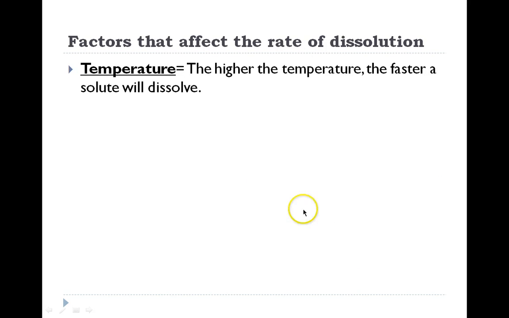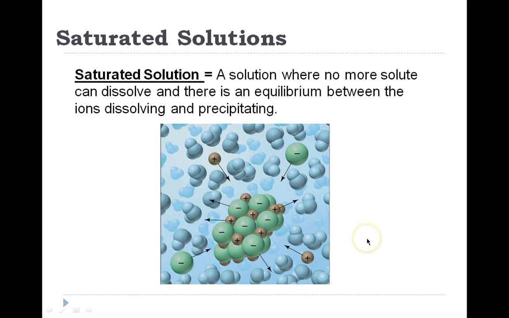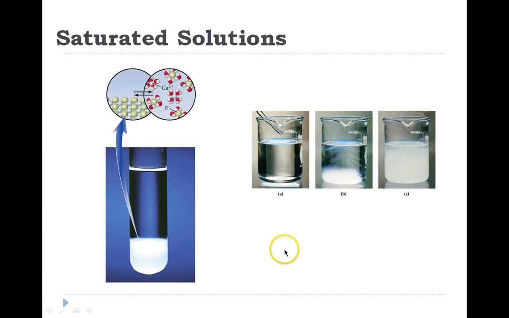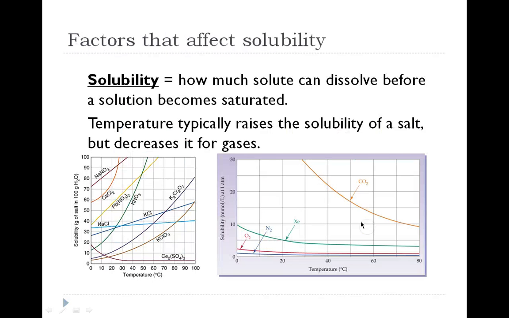Also, temperature is a variable. The higher the temperature, the faster something will dissolve. Saturated solutions are a solution where no more solute can dissolve. I've shown that before with my salt shaker. And a classic example of a supersaturated solution is where you can heat it up to the point where you are holding more solute in it than at normal conditions. And then you can do something that causes it to crash out, and then you'll see it precipitate out, or at least you'll see the solute come out.